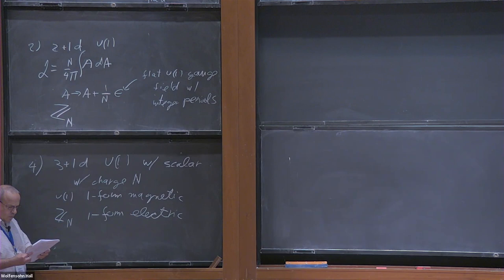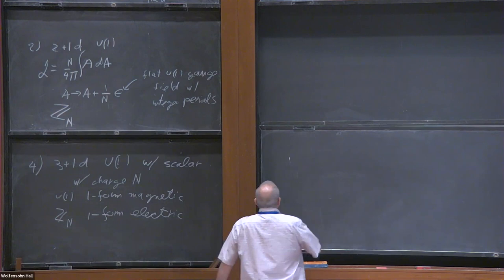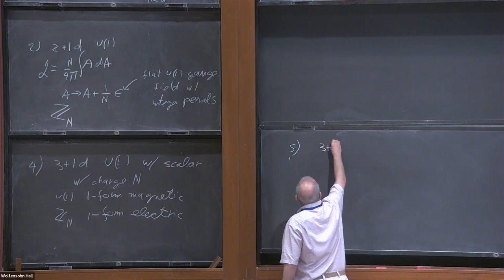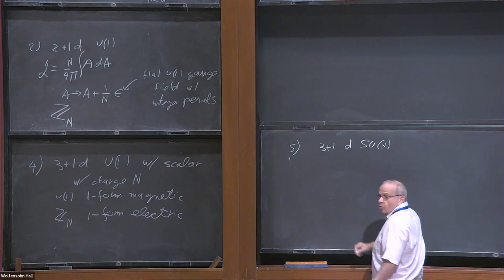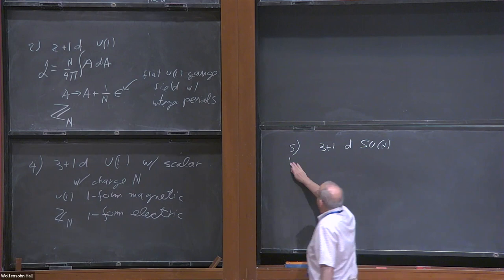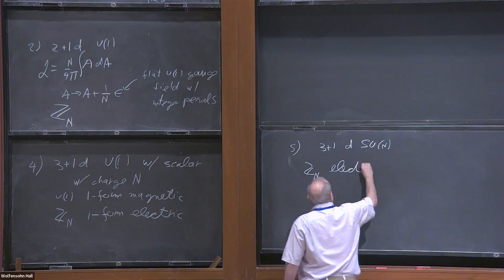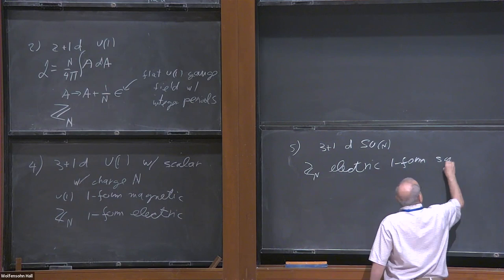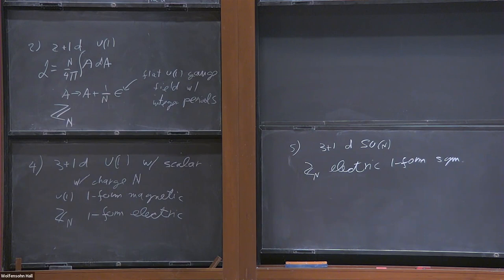Example number 5 is the subject of this course: 3+1, SU(N) gauge theory with no quarks. Let's just do this one. Now, I claim that we have a ZN electric one form symmetry. We can shift the gauge field by a flat ZN connection.